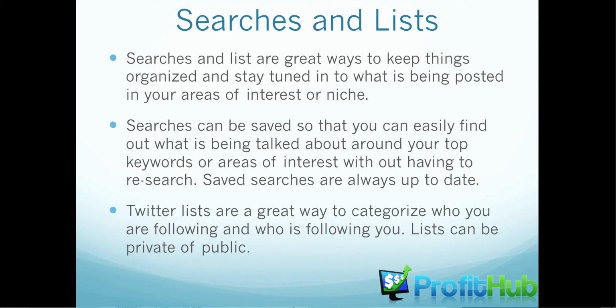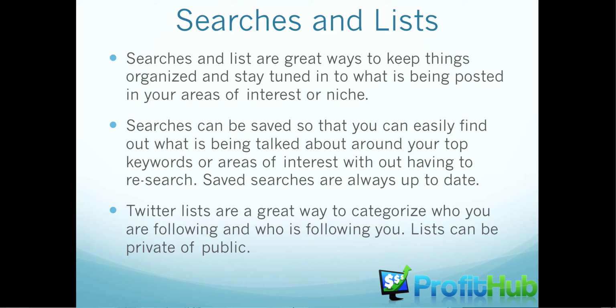They're constantly updating, so when you click on your saved search, it's going to be the most recent up-to-date tweets that show up and not things that are 3 days old when you created the search. Twitter lists are a great way to categorize who you are following and who's following you.